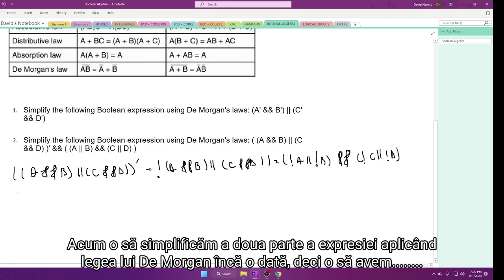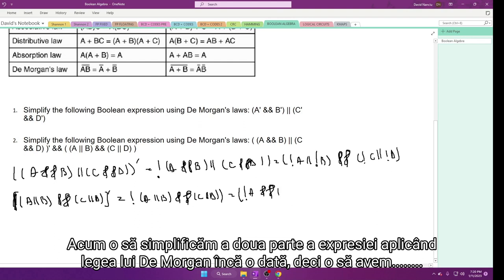Next, we'll simplify the second part of the expression by applying De Morgan's law again. So we'll have right here not (A or B and C or D), which is equal to not (A or B) and not (C or D), and it's equal to (not A and not B) or (not C and not D).